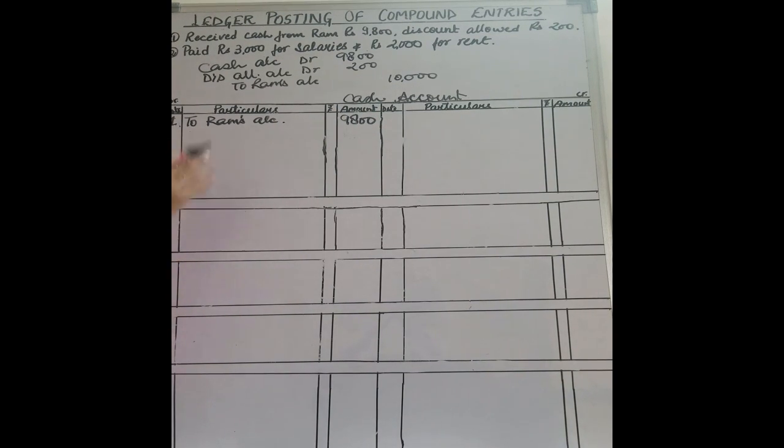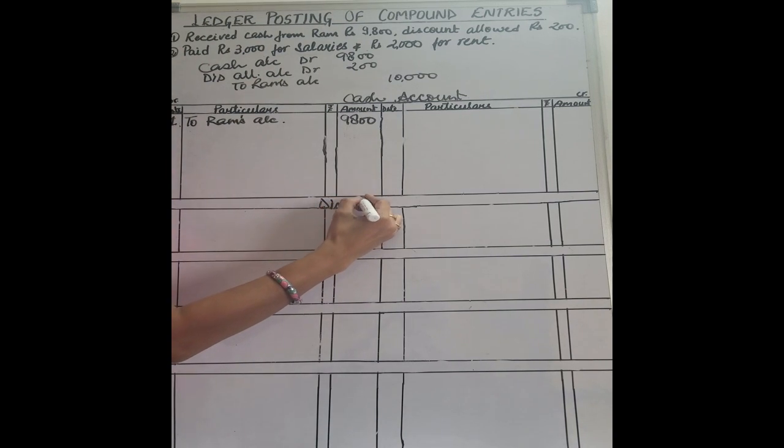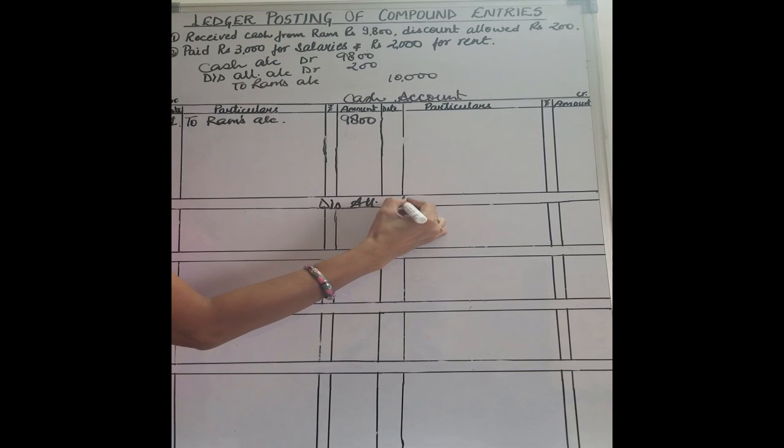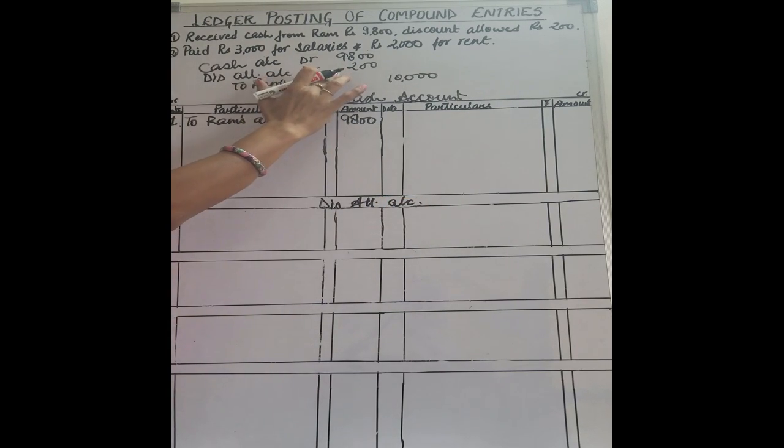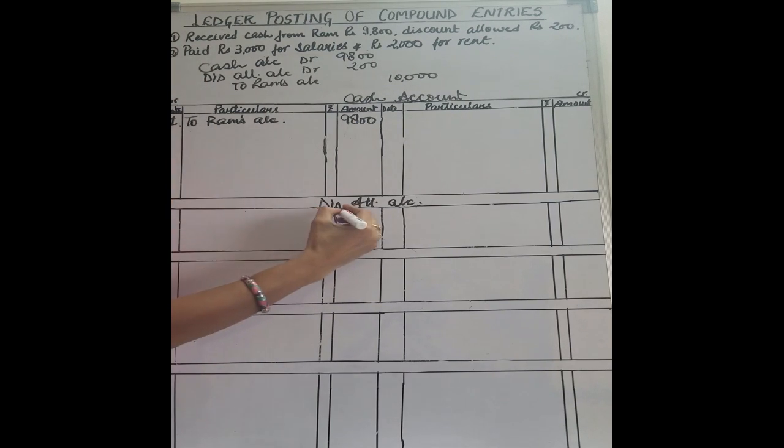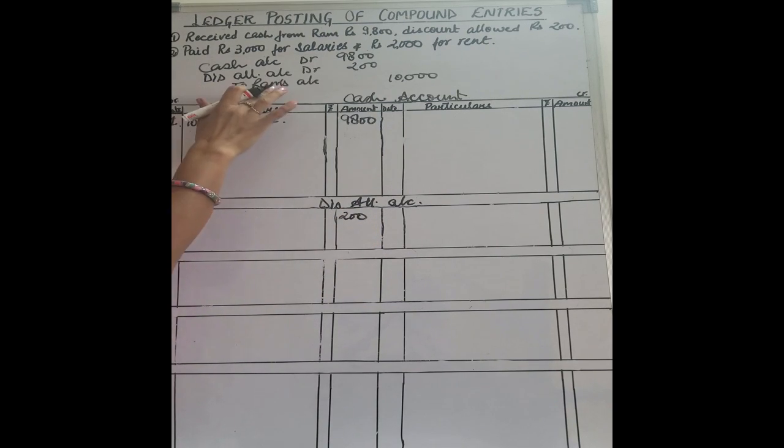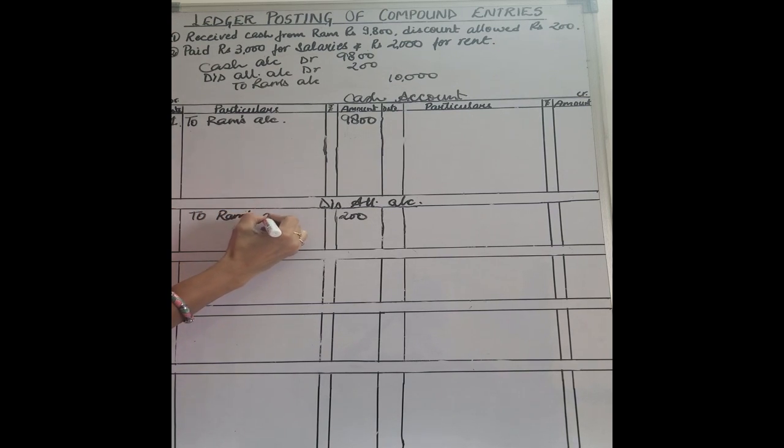Now the second account is discount allowed account. So let's just name this account as discount allowed account. Now in the journal entry, discount allowed account is debited with rupees 200. So we will debit the discount allowed account with rupees 200, and the reason for debiting the discount allowed account is Ram's account. So in the particulars column, let's just write the reason like 'To Ram's account'. Okay, and date as 1.